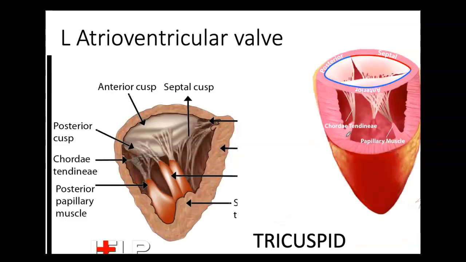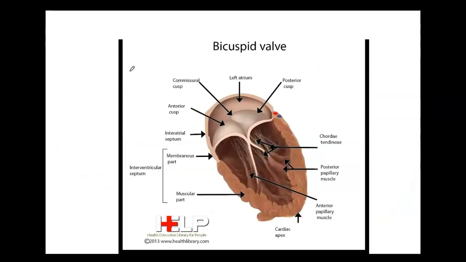So in the atrioventricular valves, the tricuspid is going to have 3 cusps. Notice an anterior, a posterior, and this is called the septal. So you have a third. That's a tricuspid on the right, the right atrioventricular valve. And here's the bicuspid on the left, and that means it only has 1 and 2 cusps.